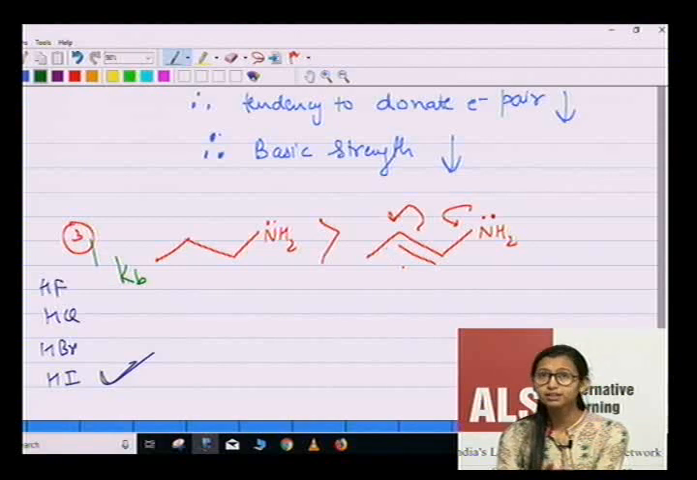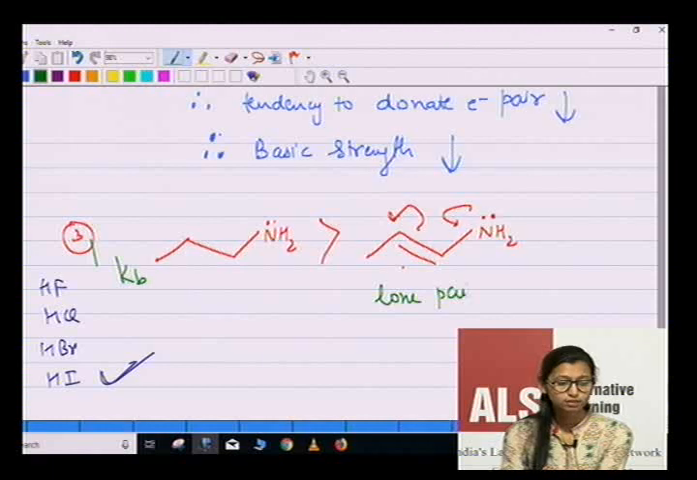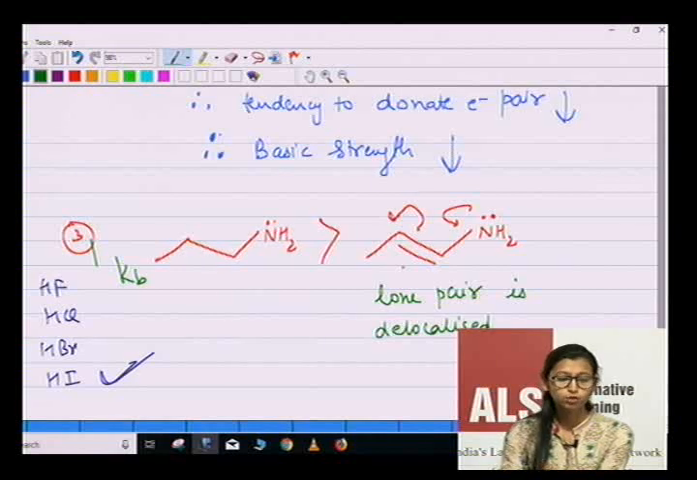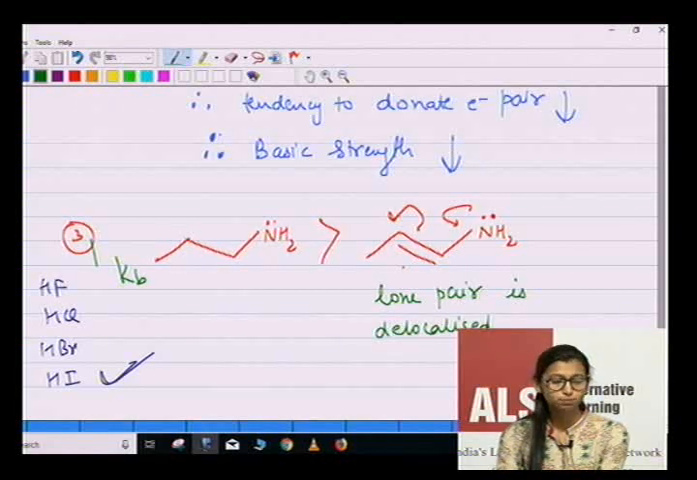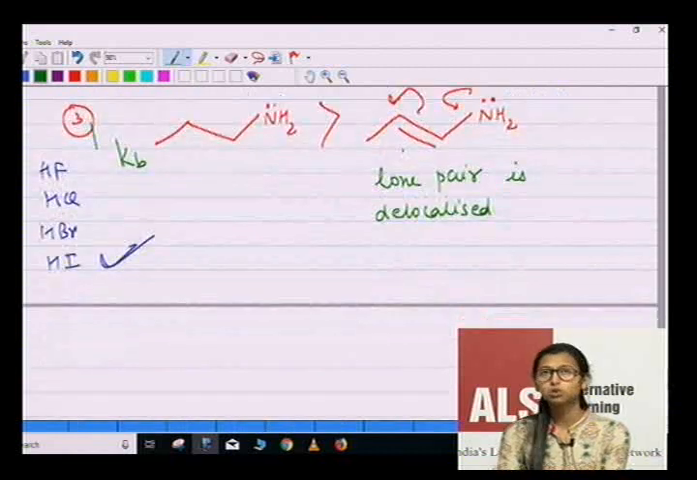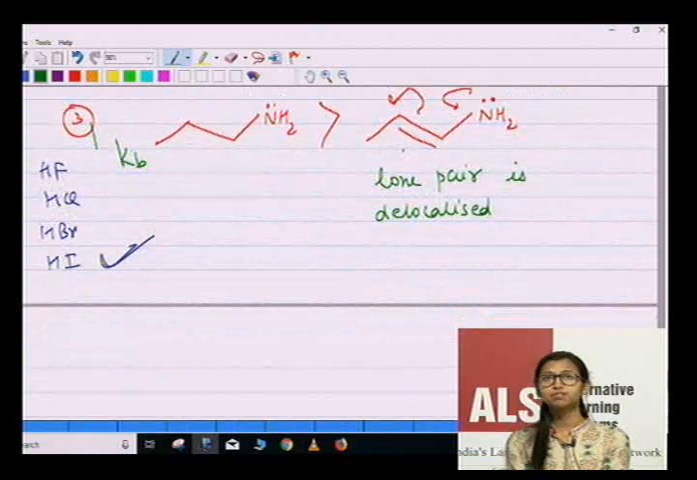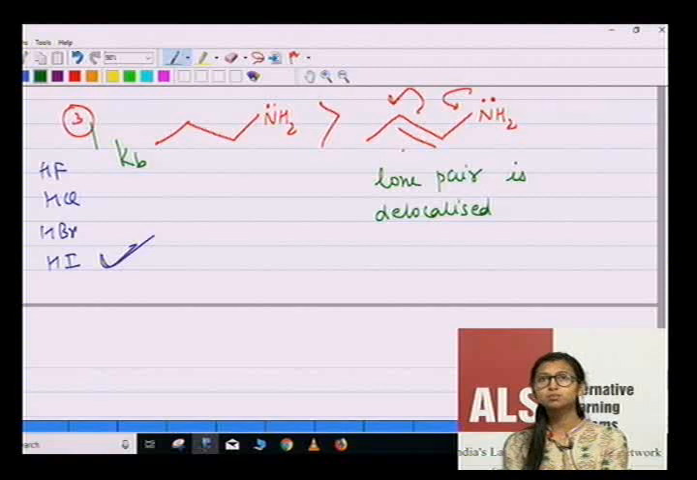Do write the explanations also, okay? That here the lone pair is delocalized. Therefore, it will not be easily giving its lone pair. The lone pair is delocalized. But in the first structure, the lone pair is localized. You got the concept? Just tell me, okay?